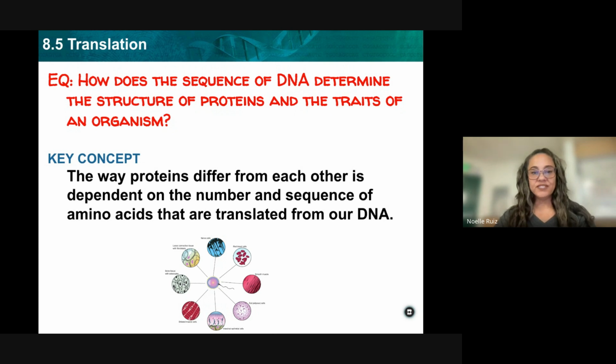So the way proteins differ from each other is dependent on the number and sequence of amino acids that are translated from our DNA, which was the process that we talked about last week.